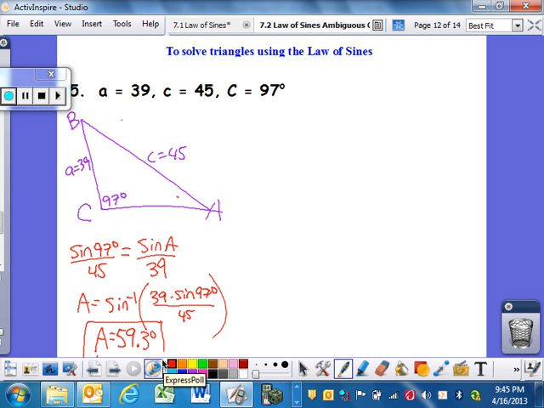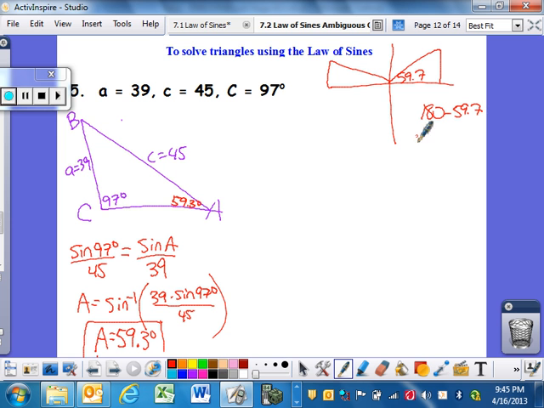Alright, so I know that A has to be 59.3. Well, what is my other option? So I already know that one triangle is a possibility. I can get the third one. Well, if this is 59.3, the other option is going to be 180 minus that. Okay, so what is 180 minus 59.3? Well, it'll be 120.7 degrees.